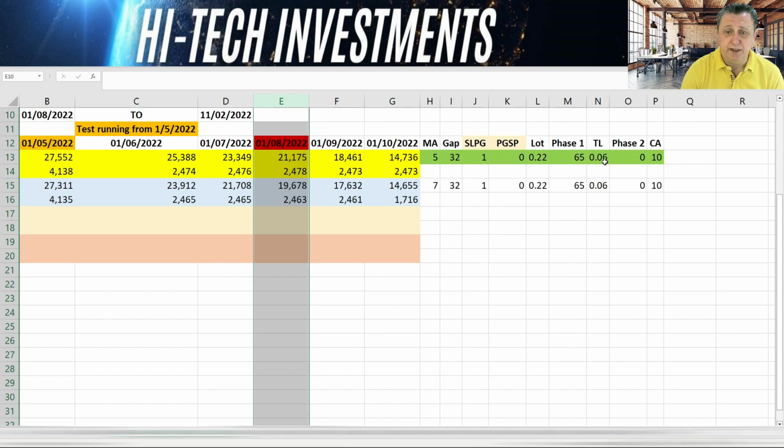Lot size, phase, basically target lot, which is how low it goes. And phase 2, it doesn't go up again, so it doesn't reverse. And we just cash in at 10 if the price has gone against us and we want to get out as soon as possible. And the same one under here.